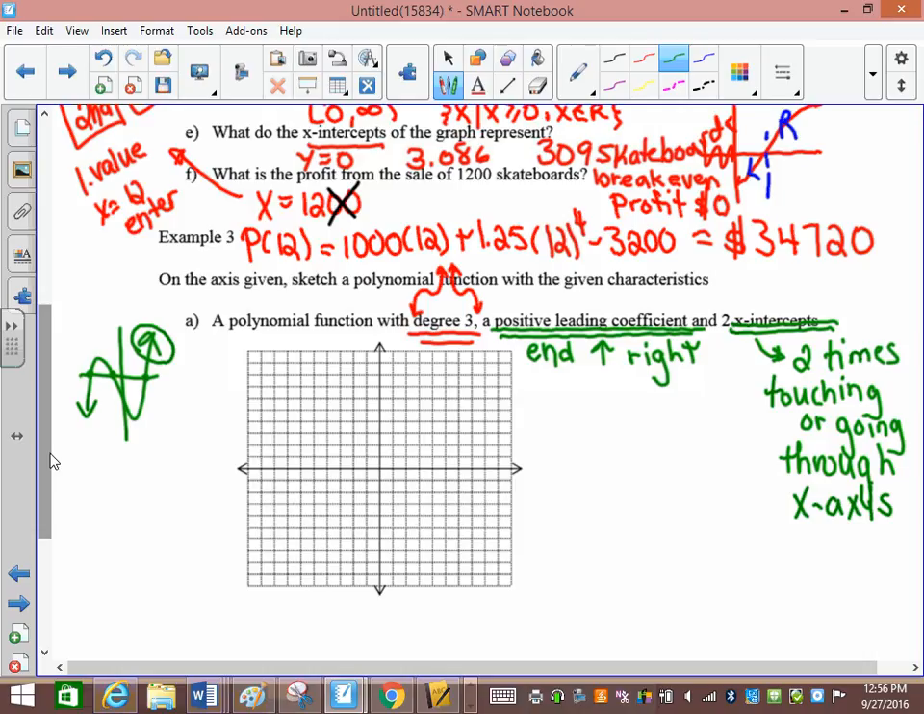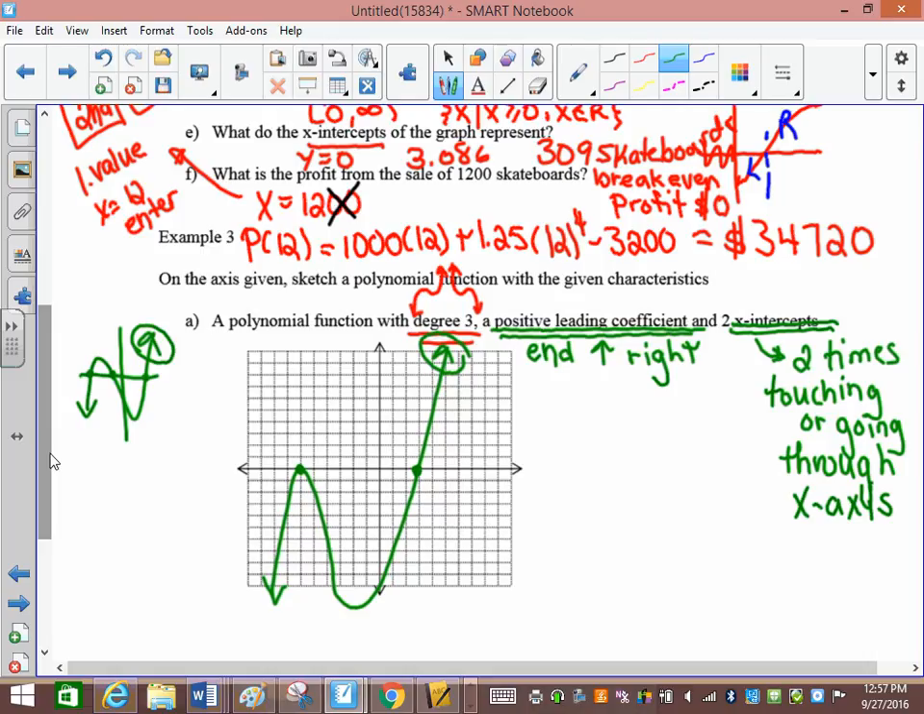Could I take this bump and move it down to just touch the x-axis? So I could just come up. That's the x-axis. Come back down, and then look. Then I still am ending up positively on the right, which covers the positive leading coefficient. So it makes that weird S shape, so it's degree 3. And this way only has 2 x-intercepts instead of 3. So just pick that bump when I construct it.